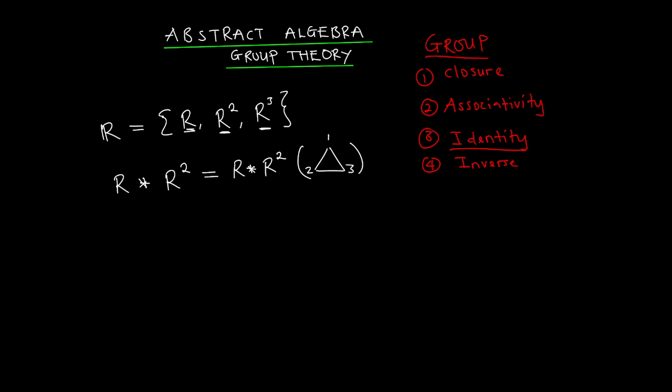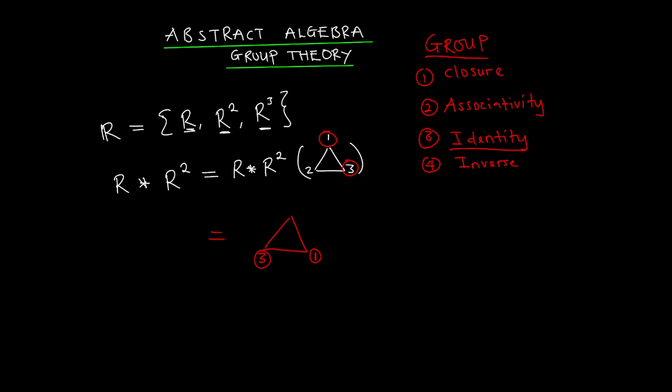So let's rotate the triangle twice. You take this one, you move it 1, 2. So the 1 will be here. You take the 3, you move it 1, 2. So the 3 will be here.